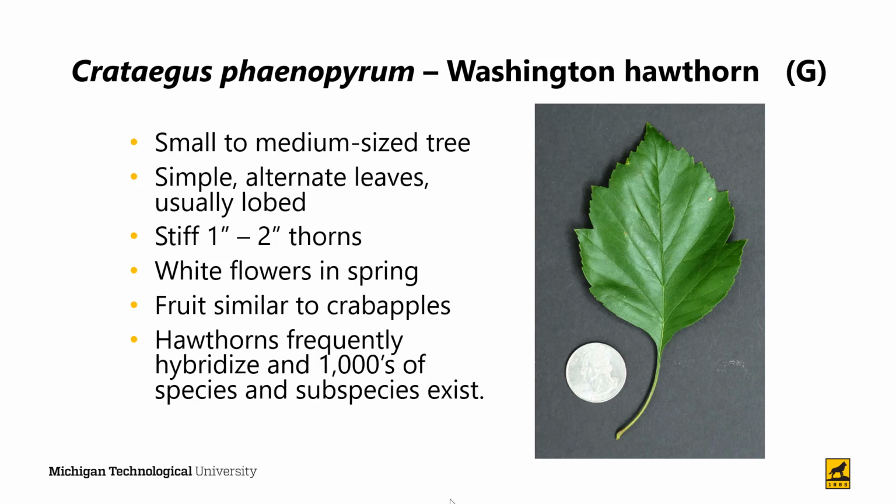Hawthorns are small to medium-sized trees with simple alternate leaves that usually have serrated edges. As the name suggests, the hawthorns are usually equipped with stiff, sharp thorns that can do some damage if you happen to stab yourself. As if to offset the serious armor, these trees produce delicate white flowers in the spring.